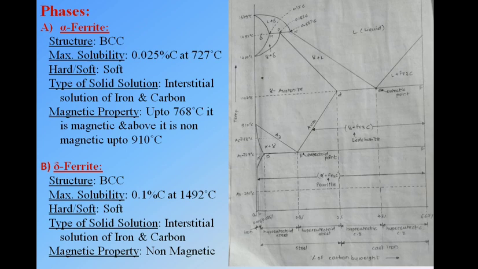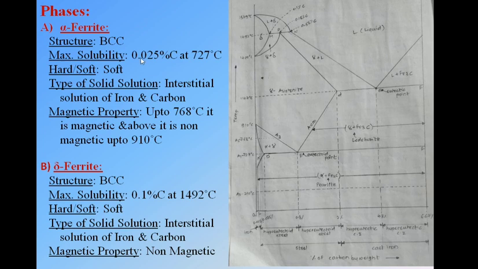Okay. Then maximum solubility. In a phase, you see the extreme right point of the phase. In alpha ferrite this is the extreme right point. For austenite this will be the extreme right point. For delta this will be the extreme right point. Same way. So for alpha ferrite, this is the extreme right point. This is the maximum solubility limit, or you can say the extreme right point is nothing but the maximum solubility.